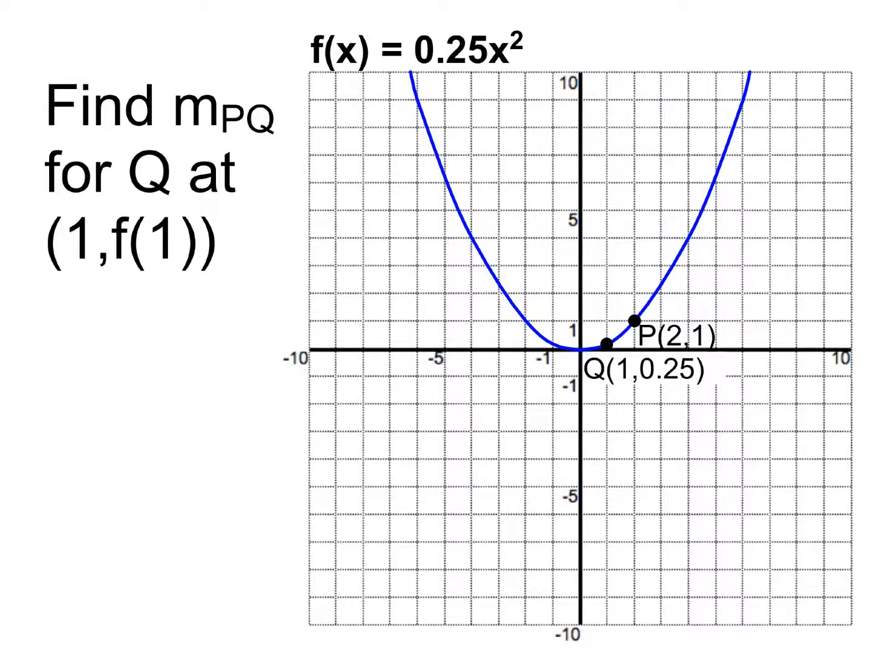Alright, so in order to figure out m sub pq, again we're going to do the change in y over the change in x between them. The change in y in this case, we're going from 0.25 up to 1. So we do 1 minus 0.25, which is going to be 0.75. The change in x, we're going from 1 to 2, so that's 1. And so 0.75 divided by 1 gives me 0.75. Or if you chose to turn that into a fraction, yes, 3/4 would be a lovely answer for that.